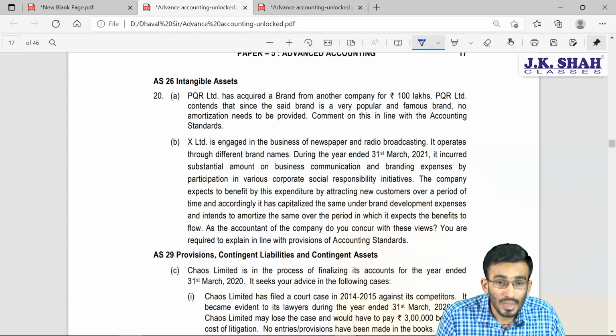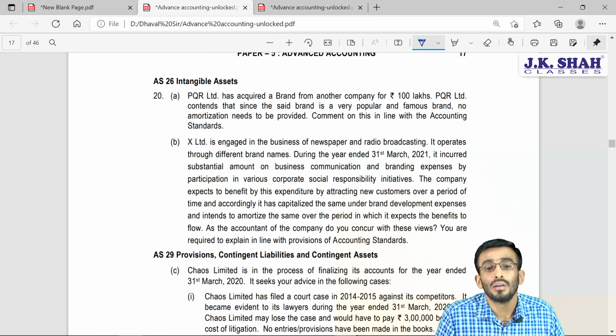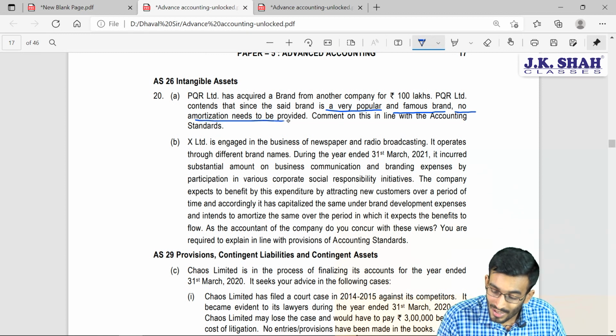AS26, interesting question. Listen carefully. PQR Limited has acquired a brand from another company for 100 lakhs. PQR Limited contends that since the said brand is very popular and famous, no amortization needs to be provided.